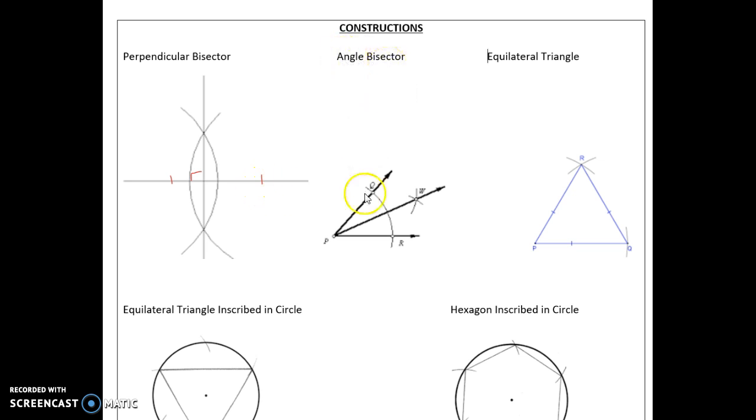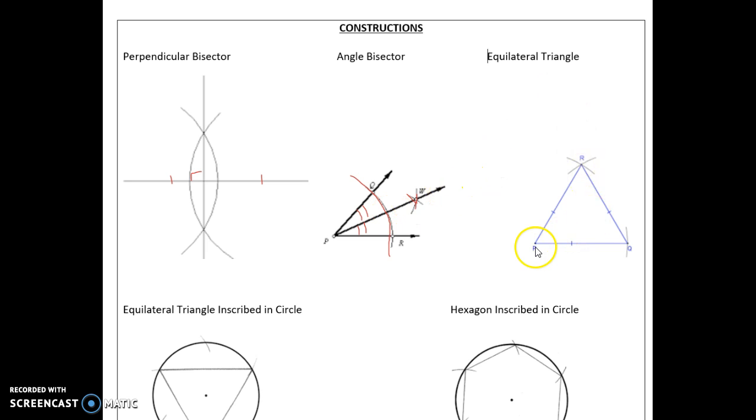The angle bisector: when you're given an angle, you want to put your compass point on the vertex, and you want to make the reference arc. That's what they did right here. They made a little reference arc. You measure the reference arc, and then you make another little marking out here, and you connect the vertex to that intersection. What that does is it creates two equal angles right here and right here.